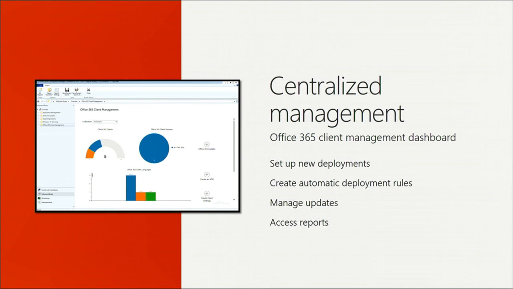This is where you're going to see the Office 365 client install wizard, which I'll talk about on the next slide. Underneath it, you're able to create the automatic deployment rules and also create custom client settings. You're able to access some of those reports that we talked about. And lastly, you're able to manage your updates from here as well. So this is your centralized hub. It's its own node within the software library. It's your own control command center for Office 365 ProPlus.